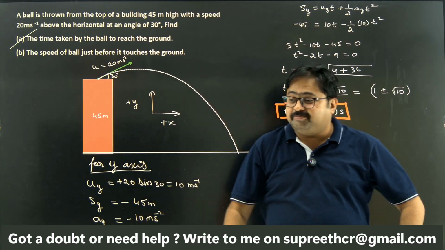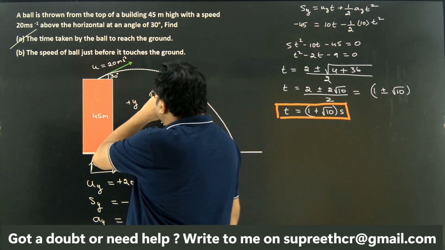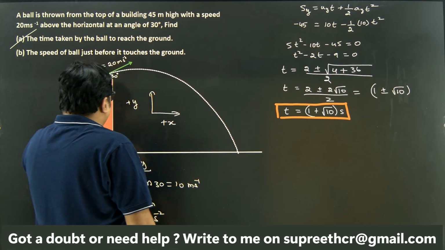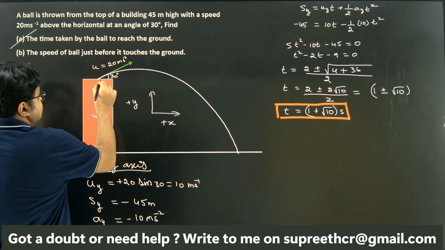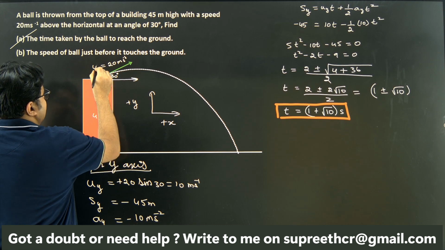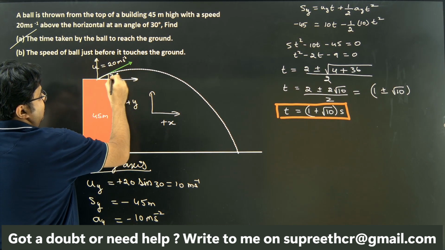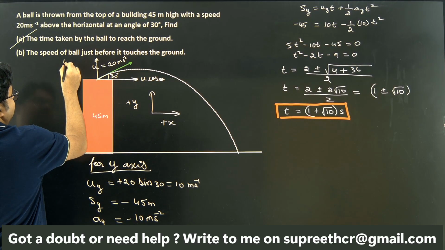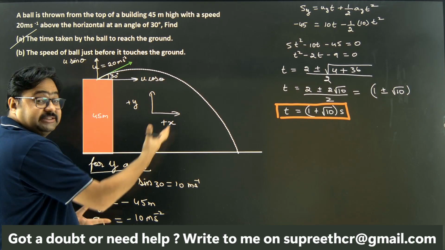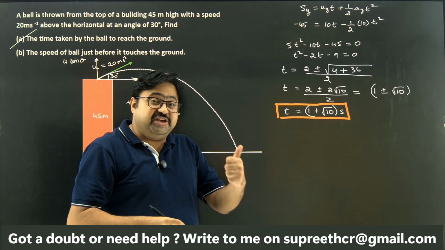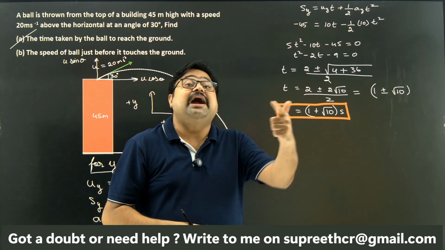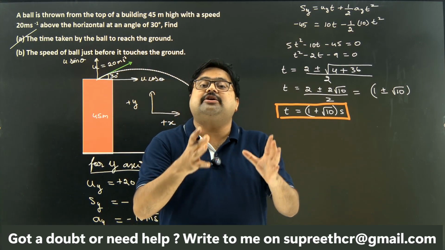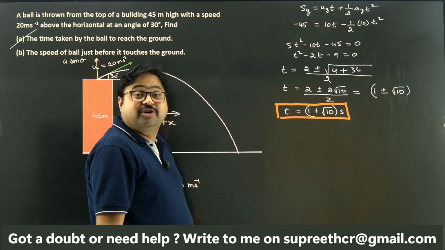Answering the second part of the question, the speed of the ball just before it touches the ground. What is the speed of the ball just before it touches the ground? For that, we will have to think about what the initial velocities are. The initial velocity along the x-axis is u cos theta, and the initial velocity along the y-axis is u sin theta. We have also used u sin theta in this equation, right? We need to know Vx, the final velocity along the x-axis, and Vy, the final velocity along the y-axis, in order to find the total velocity of the projectile before it strikes the ground.